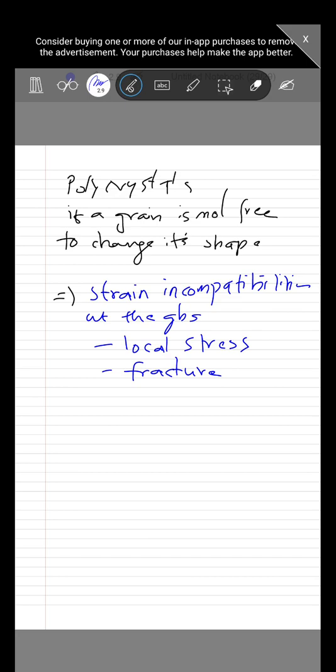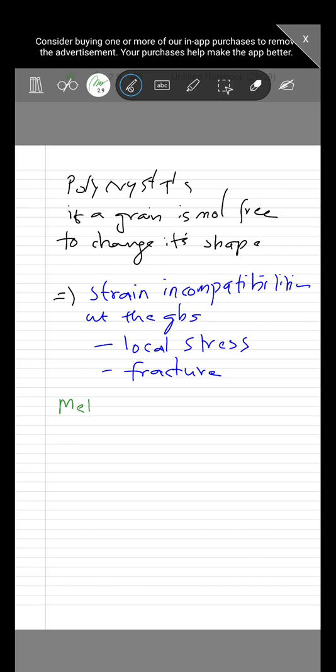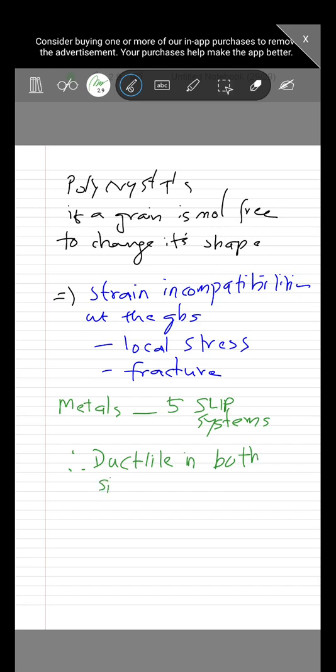Now, metallic materials generally possess the five requisite slip systems and are thus ductile in both single crystal and polycrystalline forms. However, ceramics do not. Metals have these five required slip systems and are therefore ductile in both single and polycrystalline forms.